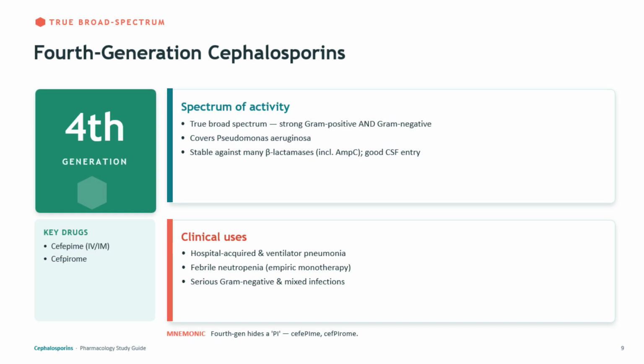Clinically, cefepime really shines in hospital-acquired and ventilator-associated pneumonia, as empiric monotherapy in febrile neutropenia, and for serious gram-negative and mixed infections. And the mnemonic is short and sweet. The 4th generation hides a PI: cefepime, cefpirome.